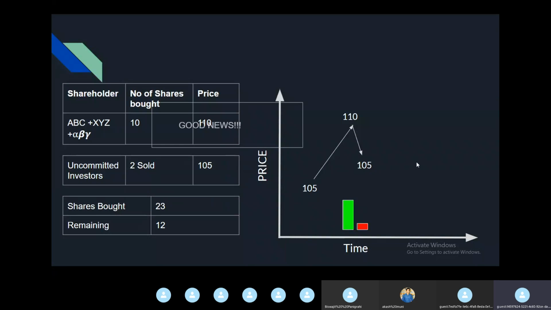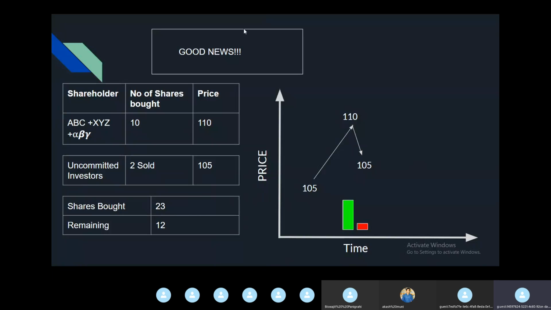We'll see. There is some good news. What can this good news be? Good news can be like a company is going to have a deal with an MNC, or the company has good earnings, or something very good. They are going to have a new product. Any good news, anything which flashes in your news channels or any other place. So what happened after that?